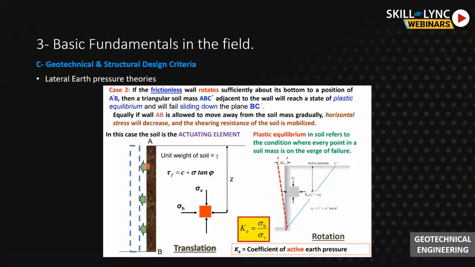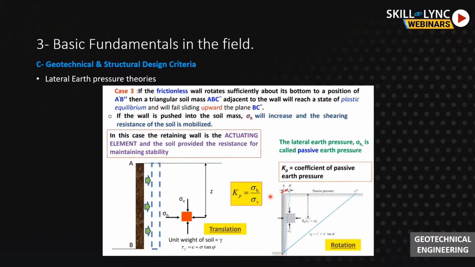In active earth pressure, we are assuming that the wall will move. We have lateral strain, so this case is called the active state. The lateral earth pressure coefficient will be less than at rest, so the stresses will be less than at rest. Case number 3 is the passive earth pressure. Imagine you are pushing the wall inward, into the soil itself. So we have something called K passive, which is the reaction of the soil on the wall.